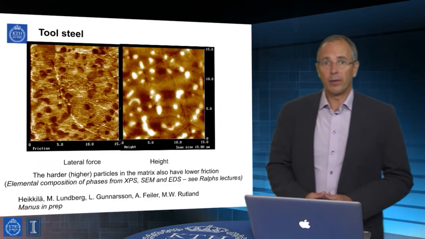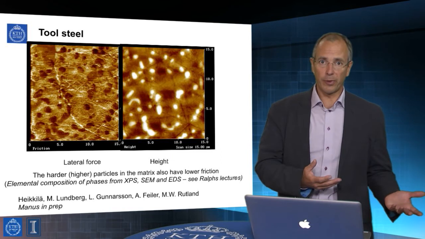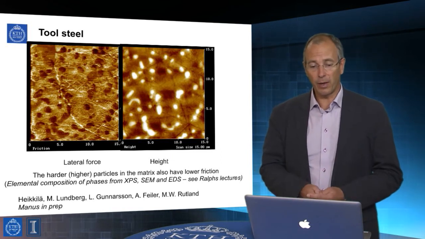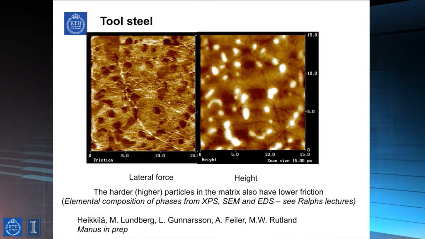Another example is a tool steel. So that was before it was a soft polymer. We can equally well do this with a hard material like a tool steel. So what we're looking at here, I think we've reversed the images in this case. The right-hand image is the height image, and the left-hand image in this case is the frictional force. And this is a fairly novel tool steel, which is designed to be harder, stronger, resist corrosion, and so on.